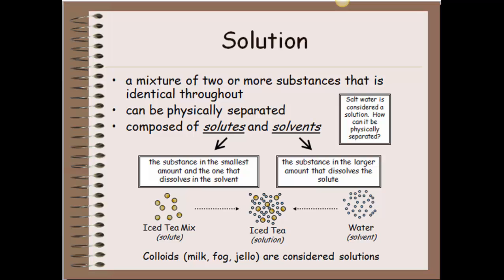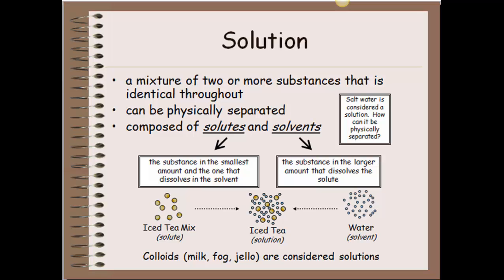A solution is a mixture of two or more substances that is identical throughout, and it can be physically separated. If you think about salt water, we can evaporate the water and get the salt. All solutions are made of a solute and a solvent.